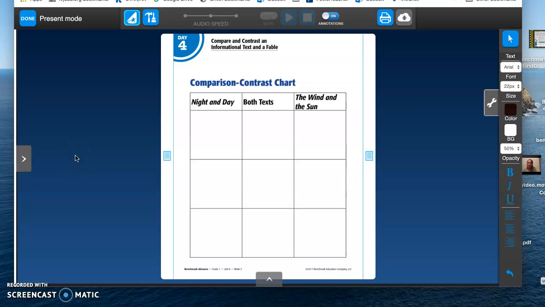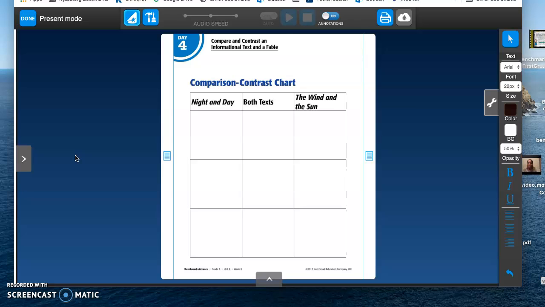Hi guys, today's reading lesson is a compare and contrast lesson, comparing and contrasting the text Night and Day from last week to the text The Wind and the Sun that we read this week. If you haven't read these stories recently, now would be a good time to revisit those stories before you continue with this assignment.